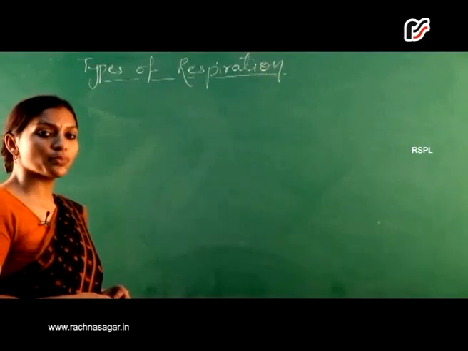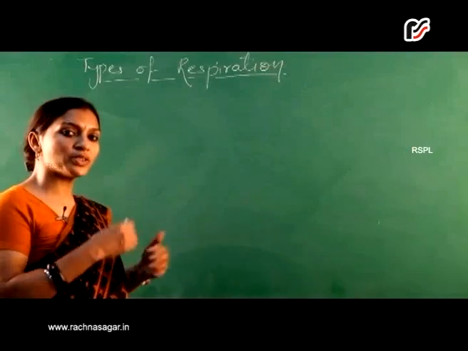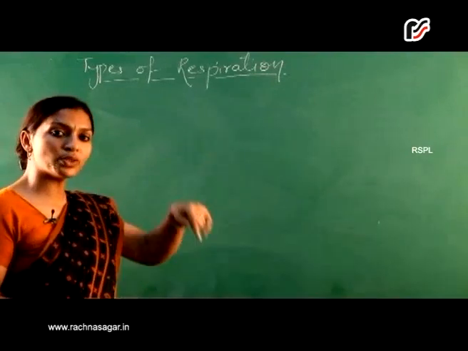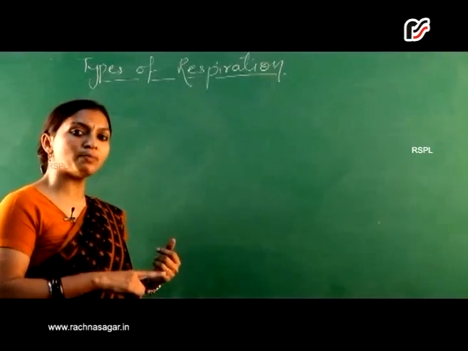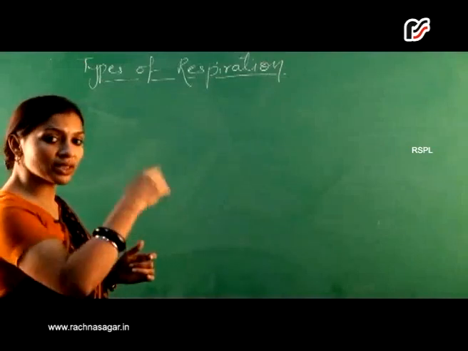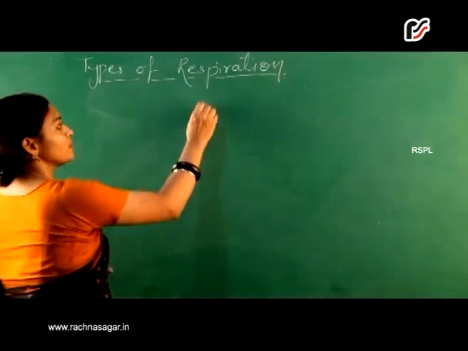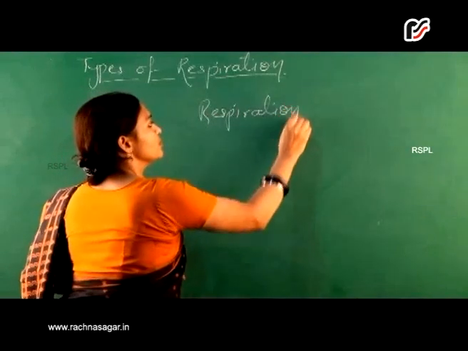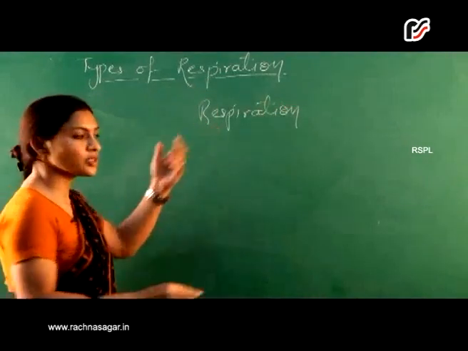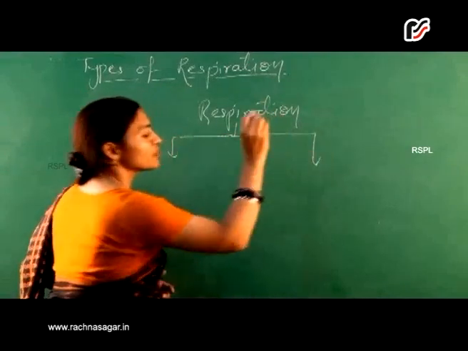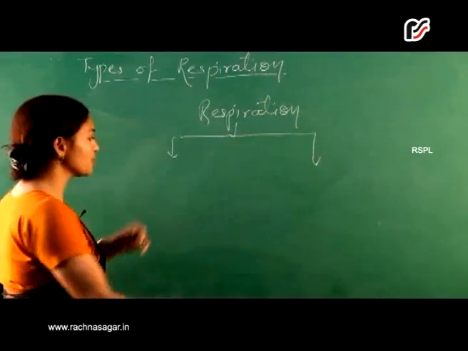Types of respiration. As we know, respiration is a continuous process. It occurs in living beings. It is basically of two types dependent on the presence or absence of oxygen. We can understand it by making a flow chart. We can write down respiration first, divisible into two categories.